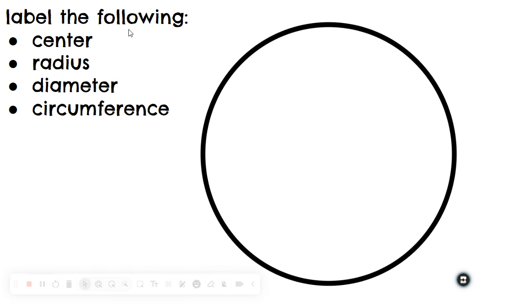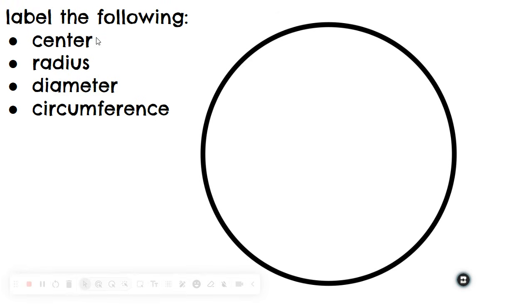The video went over these different terms: center, radius, diameter, and circumference. We are going to label them on our own large circle. So open to the inside of your notes and you will see that you have this circle in there.